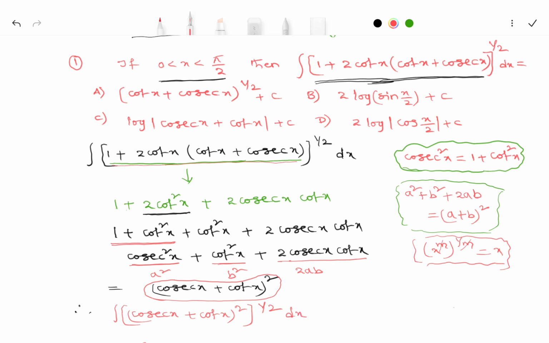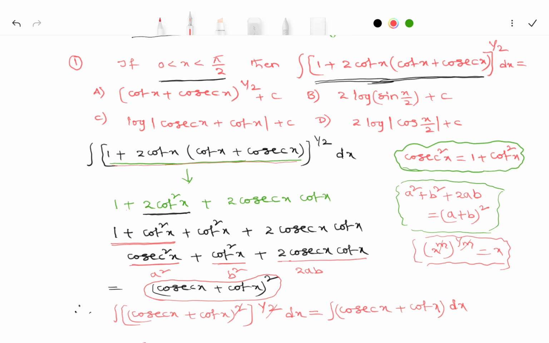So now this will be equal to what? Here 2 and 2 will be cancelled: integration of cosecant x plus cot x. So now, what is the integration of cosecant x plus cot x? You have to observe this value.